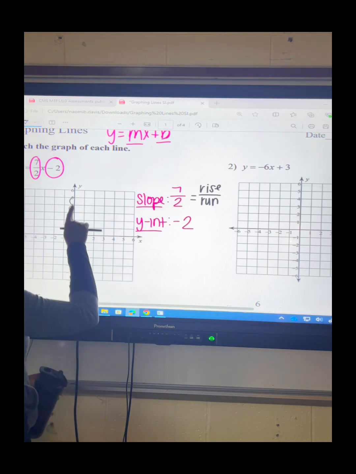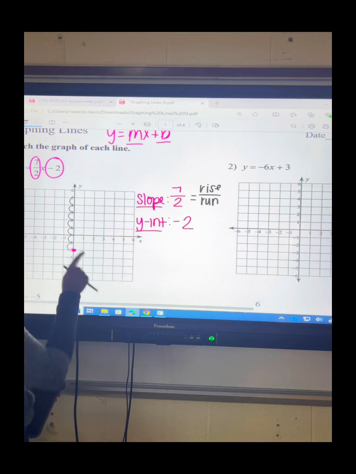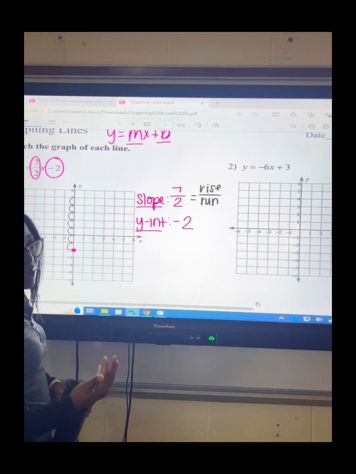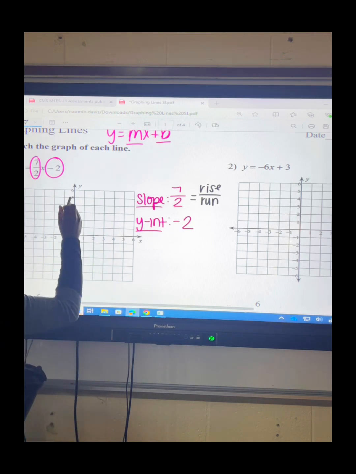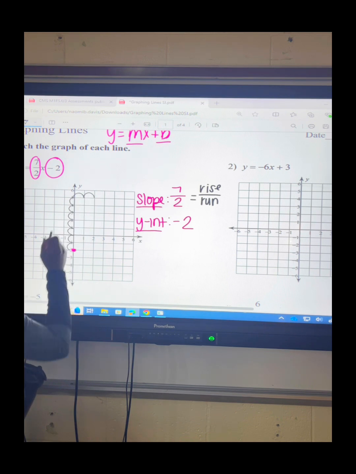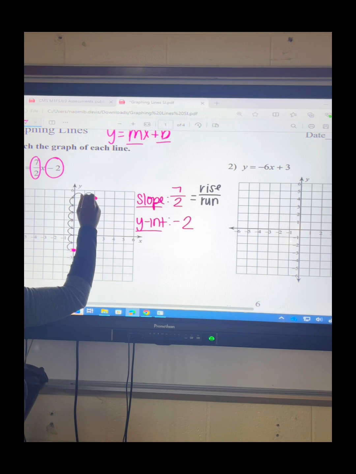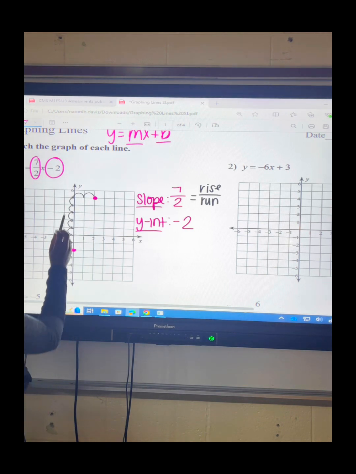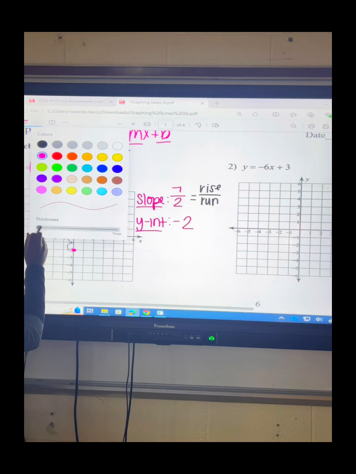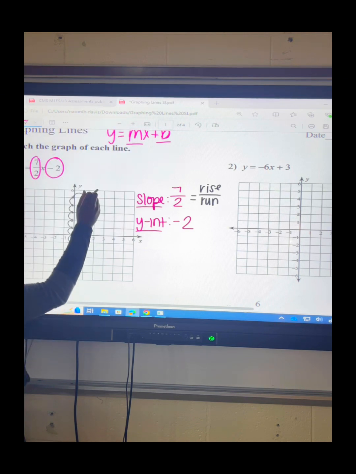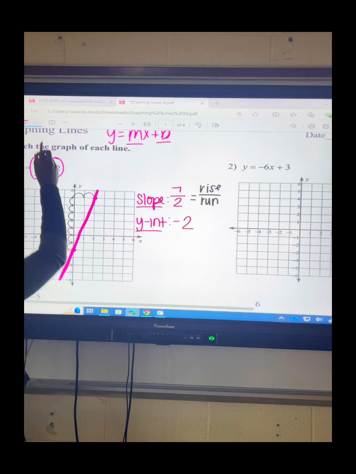Do not plot your point right here. I see y'all plotting points and you stop. You haven't ran yet, so you can't plot your point. I rise 7 and I run 2. That's where I plot my next point. Okay? So rise 7, run 2. Once I plot my points, all I gotta do is connect them. So I'm gonna draw and connect my points. Just like that. Okay? Let's try another one.